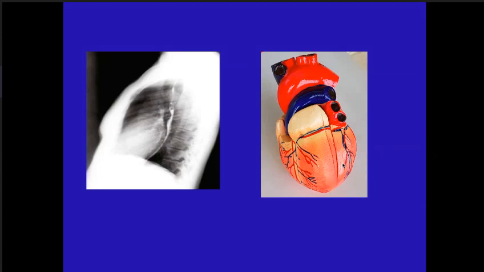The length looks much shorter because the apex is coming towards you, and the front of the heart looks somewhat flattened out. In a chest X-ray, how do you identify lateral? Very easy, because the spine is at the back and the heart has cleared the spine. The heart is entirely in front of the spine. That is how you know it's a lateral view.